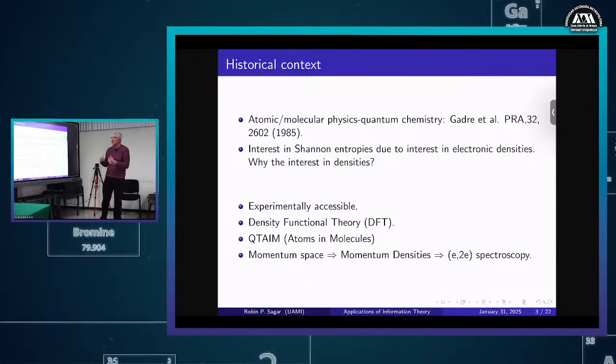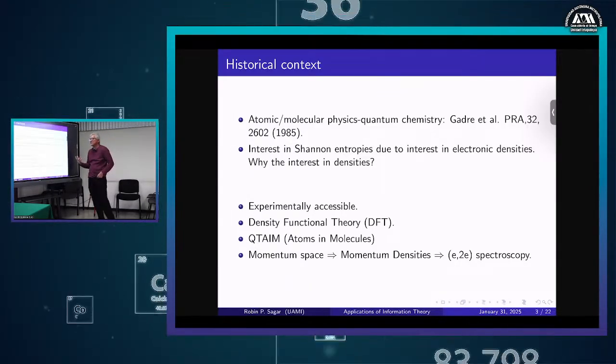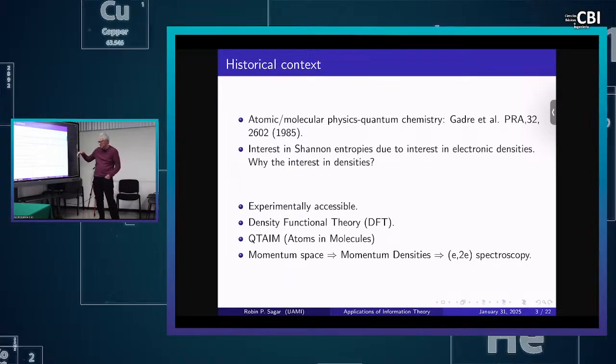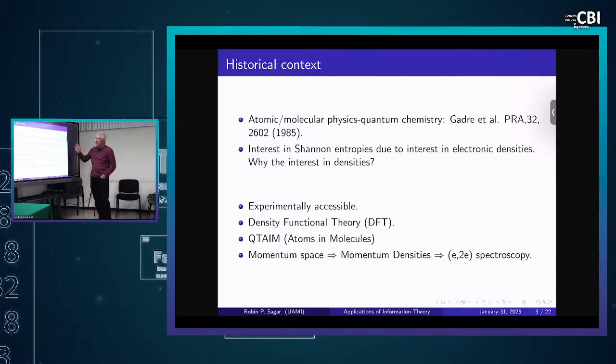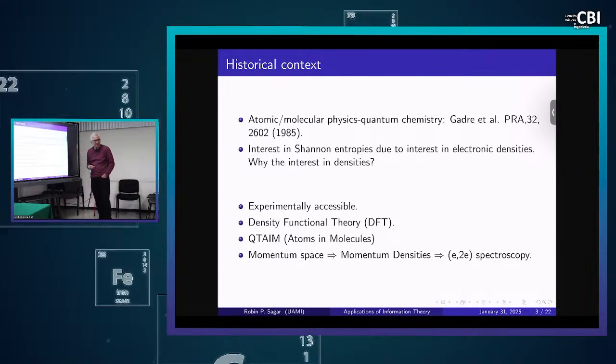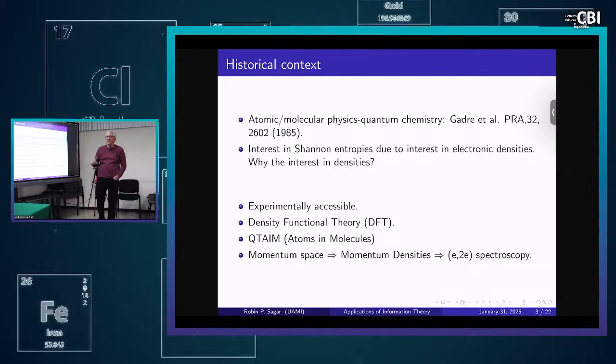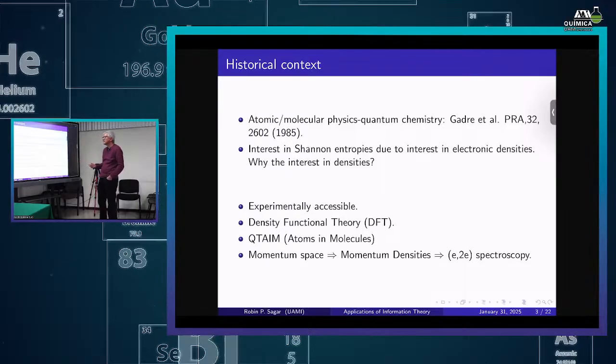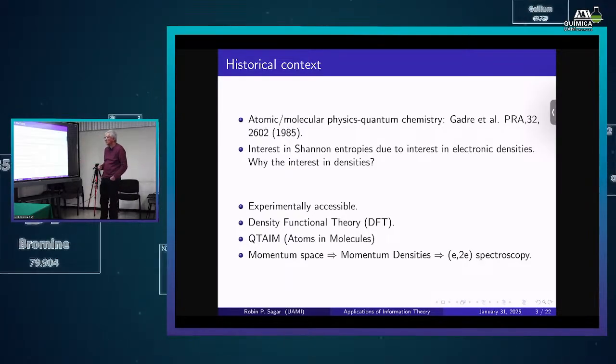Well, one, because they're defined in terms of densities. I'm going to define the entropies a little bit later on in terms of the densities. And why the interest in densities? Well, because they're experimentally accessible. We now know that crystallography has evolved to quantum crystallography, which has been recently introduced.